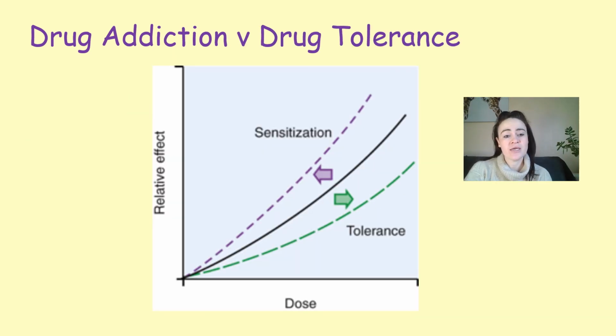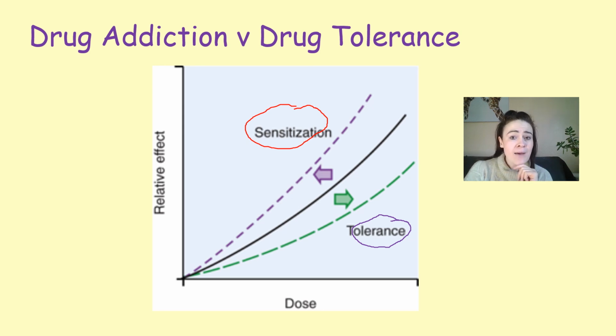So now we're going to combine these graphs. We've got our drug addiction versus drug tolerance. So drug addiction, let's do it in red, is the sensitization. And then we've got the drug tolerance in purple here. So drug addiction will increase the effect of a drug, making your body want to crave it. And drug tolerance will decrease the relative effect, meaning that you've got to take more of that drug to get the same effect as before.